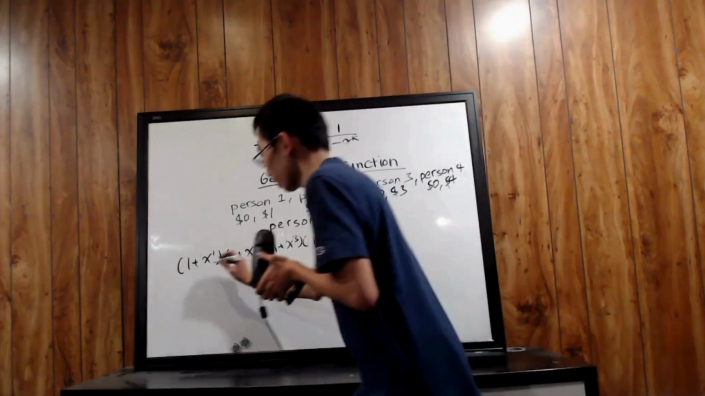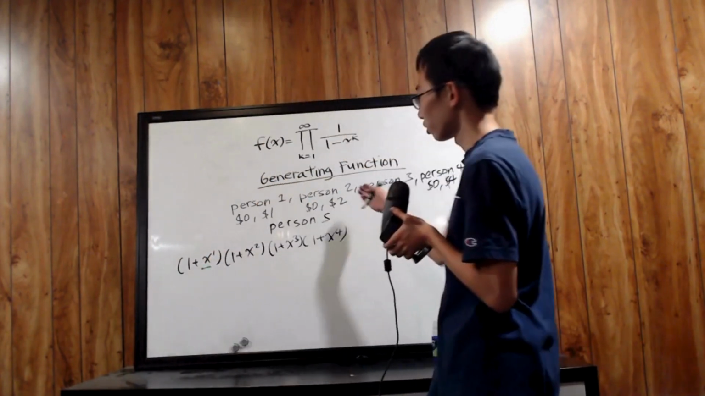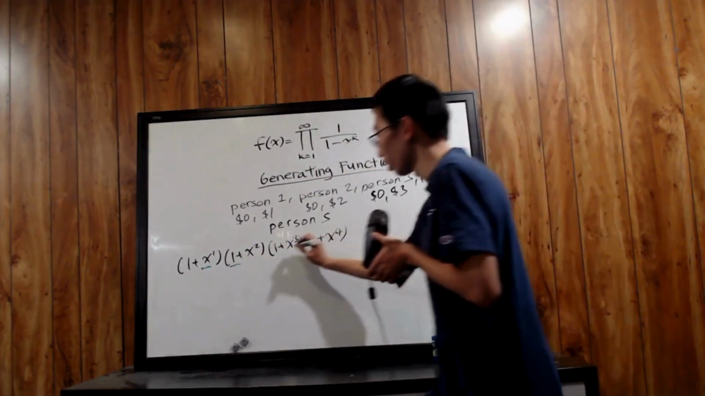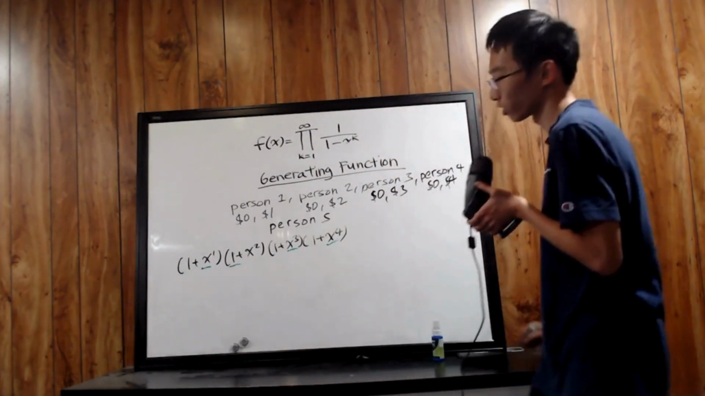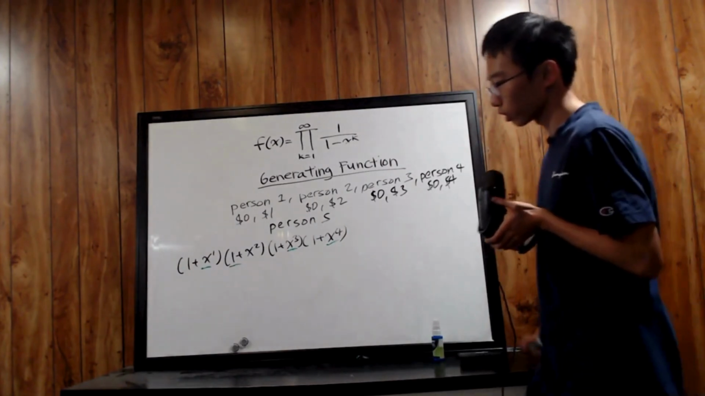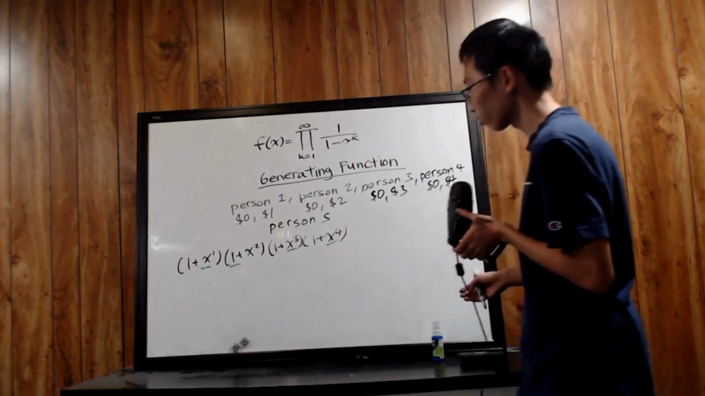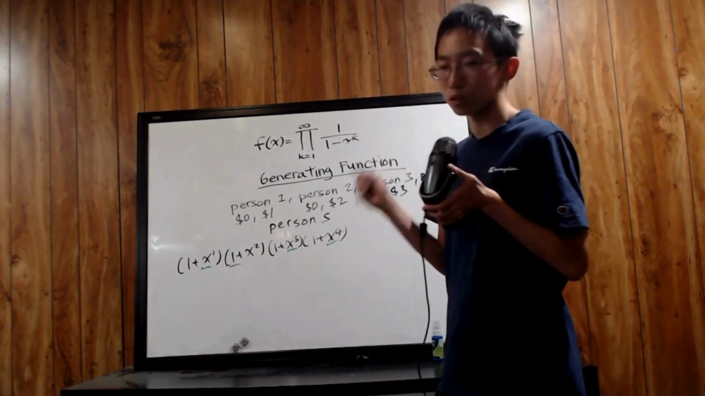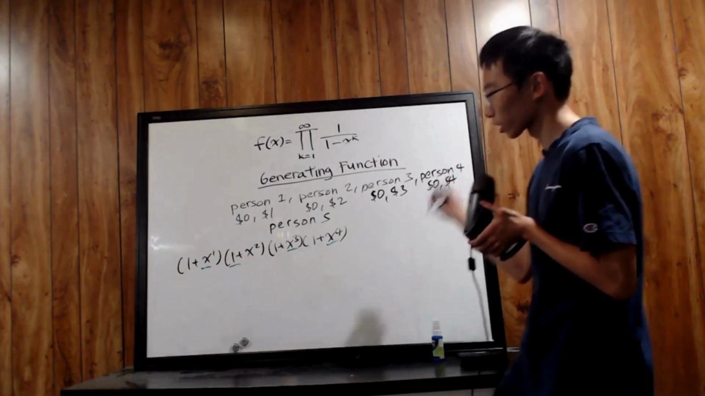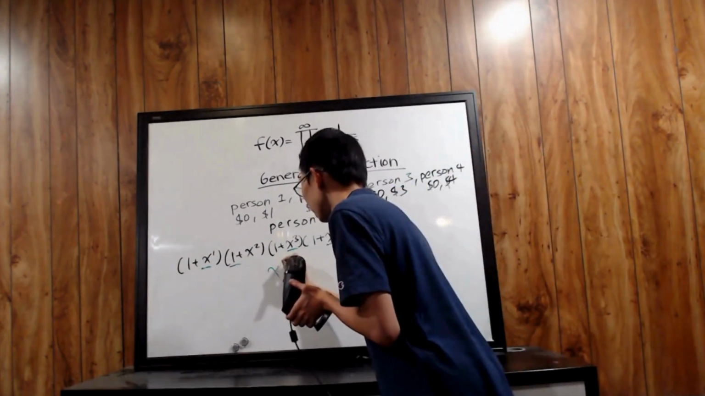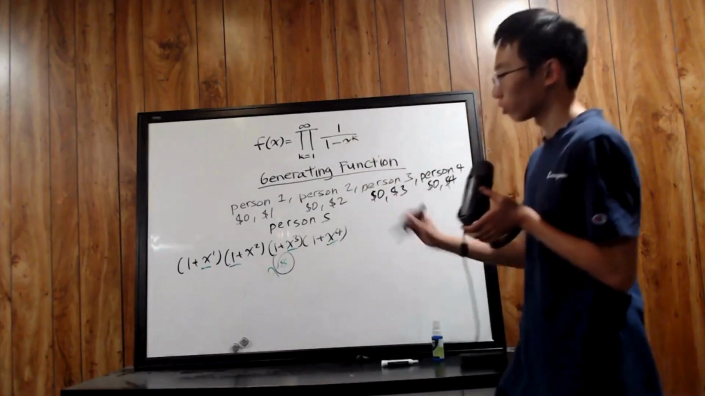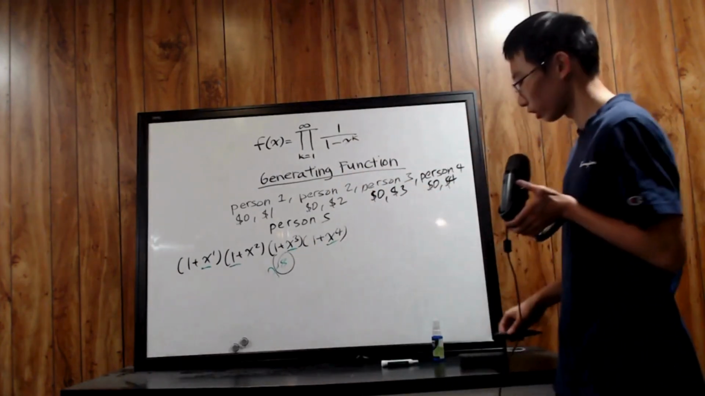Let's say person 1 decided to contribute $1, person 2 decided to contribute nothing, person 3 and person 4 decided to contribute a positive amount, $3 and $4. So in the expansion, when you end up multiplying all these out, we have x to the 1 times x to the 0 times x to the 3 times x to the 4. Their exponents would add, giving x to the 8. So thus, we see that 8 is a possible sum that person 5 could receive.